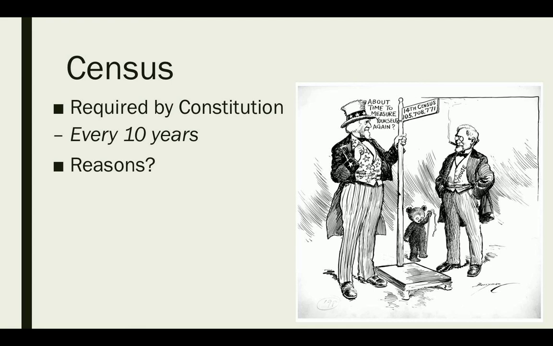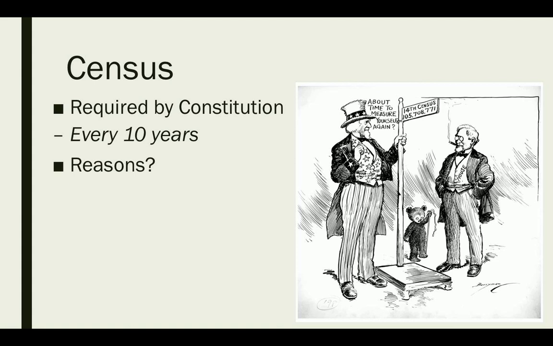They chose 10 years because it's a nice round number that gives enough time to pass to see how the population has altered. Now, the reasons for the census, first and foremost, it determines the number of representatives in the House of Representatives. So the number can change in the House over time based on the population.